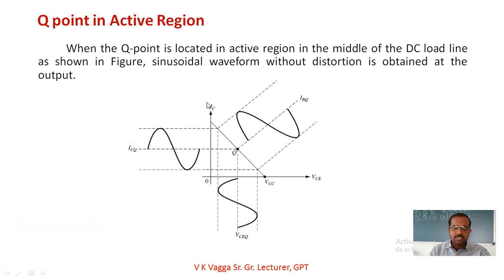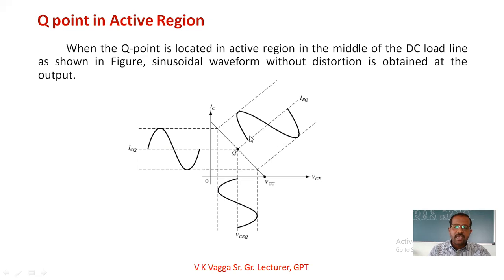You can see it is the graph of VCE versus IC, the output voltage versus output current, and the point Q is exactly in the middle of the line here. This is the DC load line, and the operating point, this Q point, is in the active region. In the active region means it should be in the middle of the DC load line. If it is in the middle of the DC load line, then if you apply the sine wave in this way, it is going to give you the complete sine wave here.